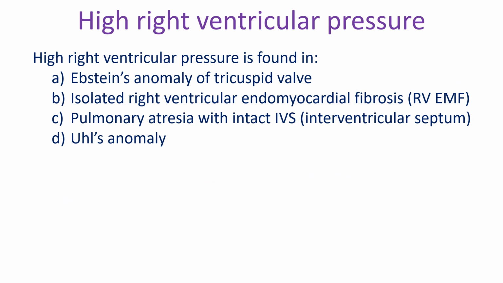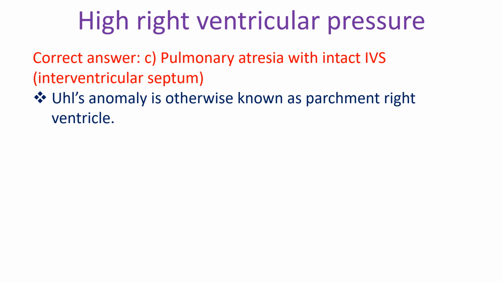High right ventricular pressure is found in A. Ebstein's anomaly of the tricuspid valve, B. Isolated right ventricular endomyocardial fibrosis, C. Pulmonary atresia with intact interventricular septum, D. Uhl's anomaly. Correct answer C. Pulmonary atresia with intact interventricular septum. Uhl's anomaly is otherwise known as parchment right ventricle.